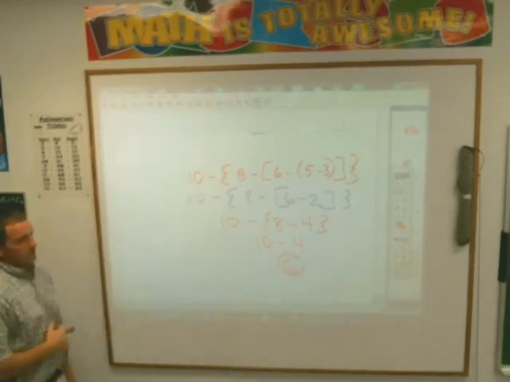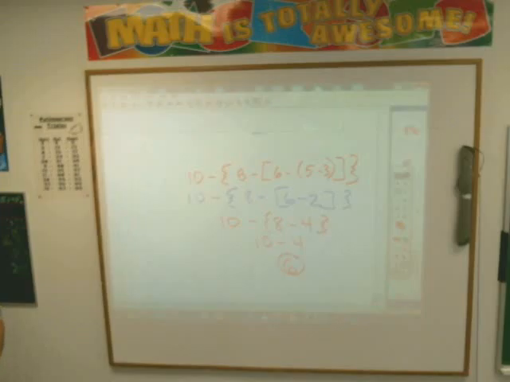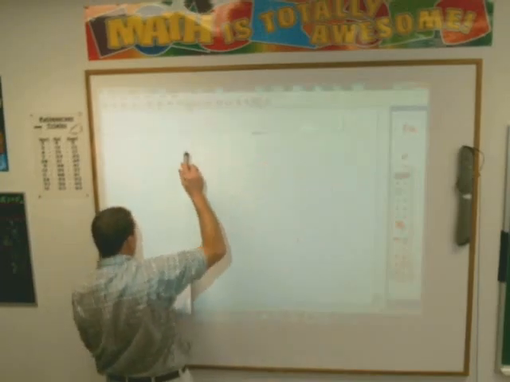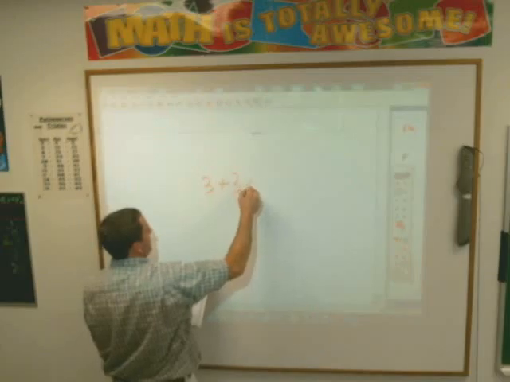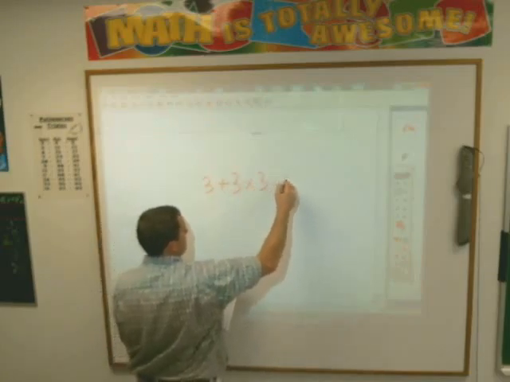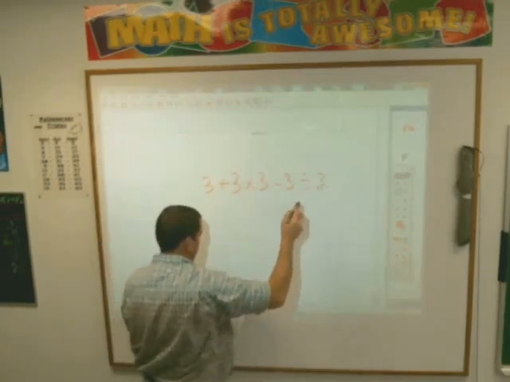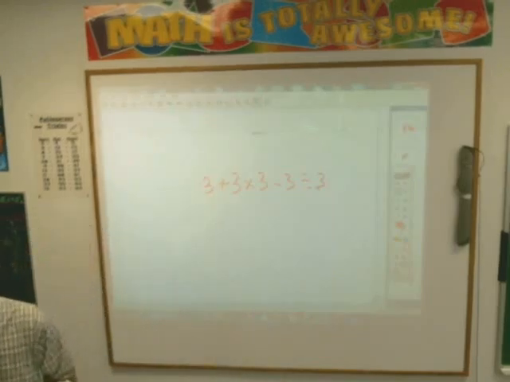Okay, so you have to do order of operations inside of order of operations if that sort of thing happens. I think it comes with a little bit of work. How about this one? I love this one. 3 plus 3 times 3 minus 3 divided by 3.